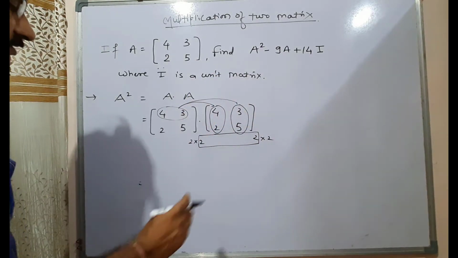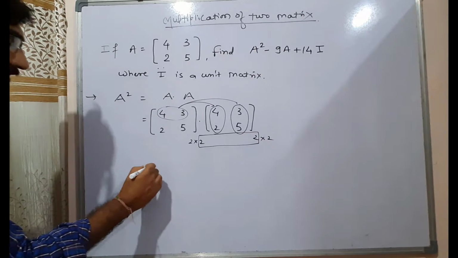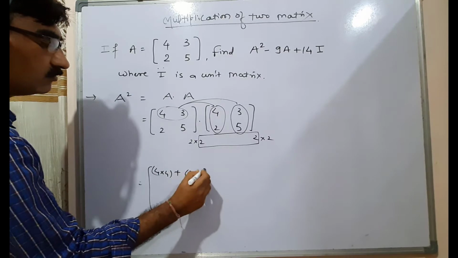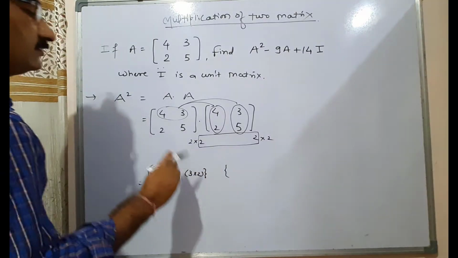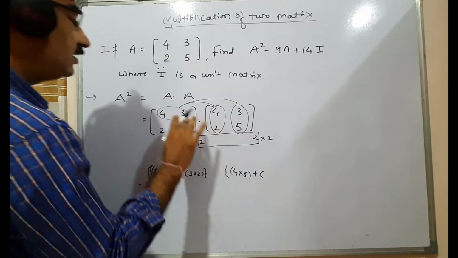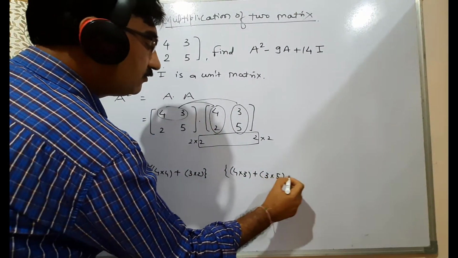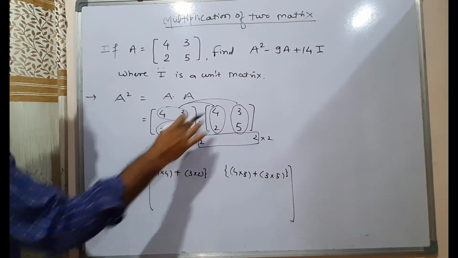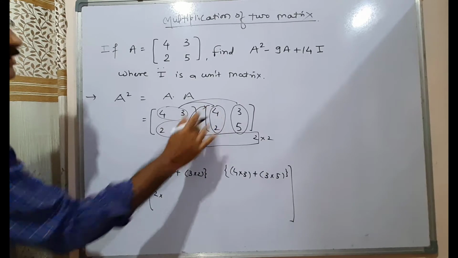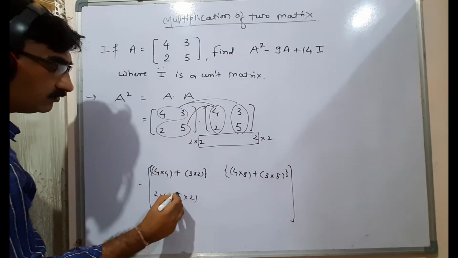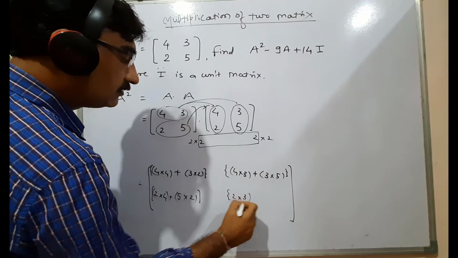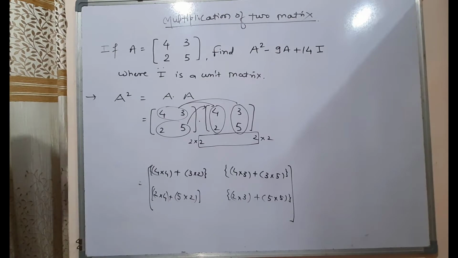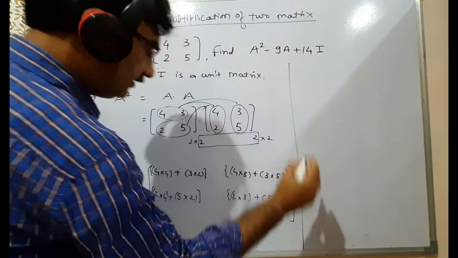Until the columns end, we continue the multiplication. So 4 into 4 plus 3 into 2, this is the first element. Then again 4 into 3 plus 3 into 5, this is another element. Now take another row and this column: 2 into 4 plus 5 into 2. Then again 2 into 3 plus 5 into 5. In such a way we take the multiplication of the two matrices.